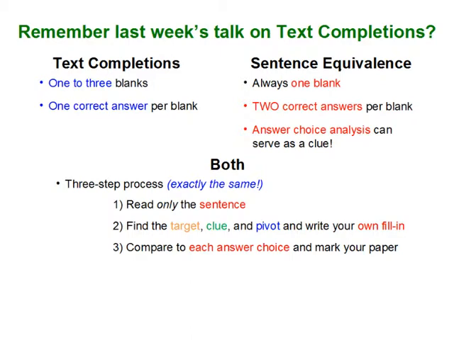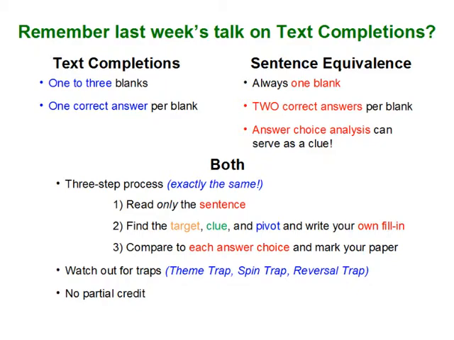So they still involve a 3-step process: reading only the sentence, putting the hand on the screen or your scratch paper on the screen to cover up the answer choices, and be sure you're not attracted to answer choices before you've actually processed the information in the problem. Sentence equivalence problems still have targets, clues, and pivots, the bedrock of the whole strategy. You will still be writing your own fill-in word for sentence equivalence problems. Also, just like text completion problems, sentence equivalence will have the same traps: theme traps, spin traps, and reversal traps.